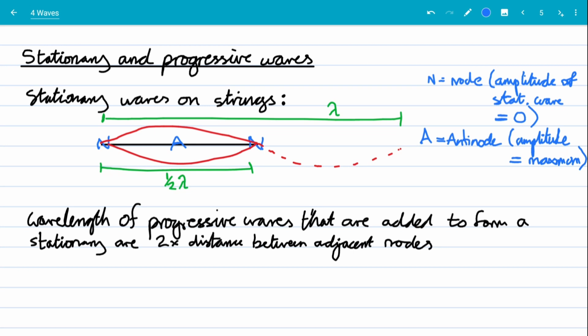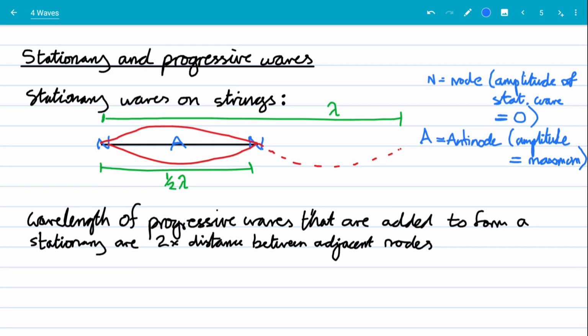Perpendicular to that are the vibrations of the string, the oscillations of the string, the displacement of the string. And so the string is oscillating up and down, the string is oscillating perpendicular to the direction that the waves are travelling. And we can see that at the antinode, the piece of string that's oscillating is oscillating with greater amplitude than the piece of string that's oscillating near a node. And at a node, well, it's not oscillating at all.